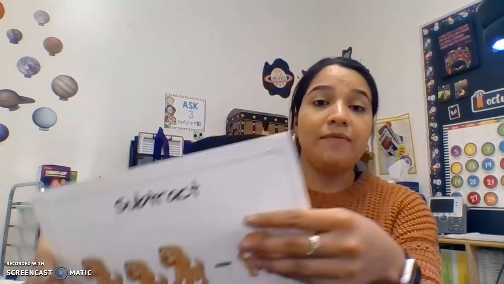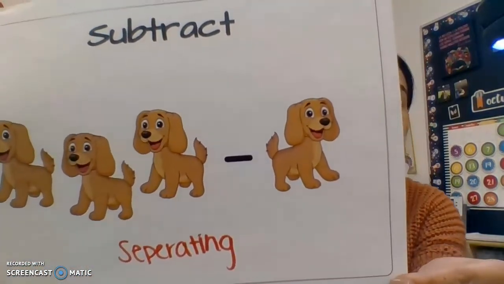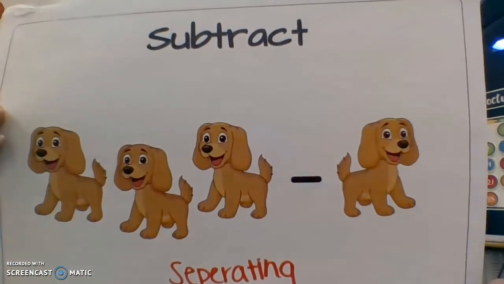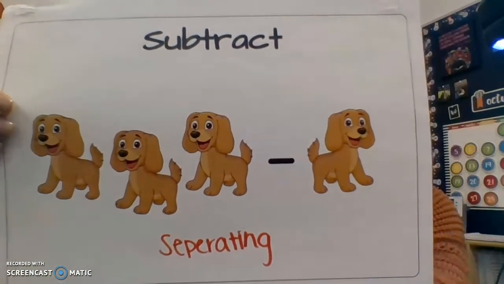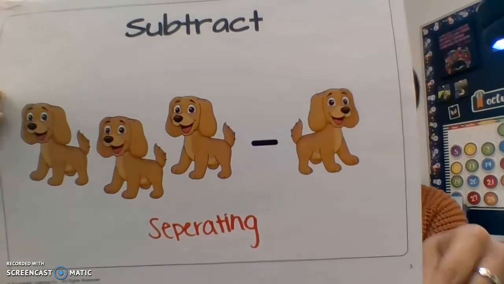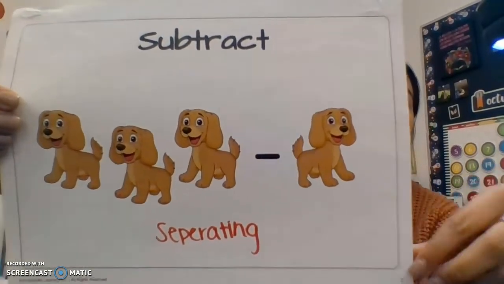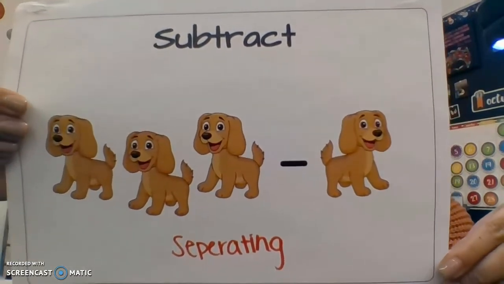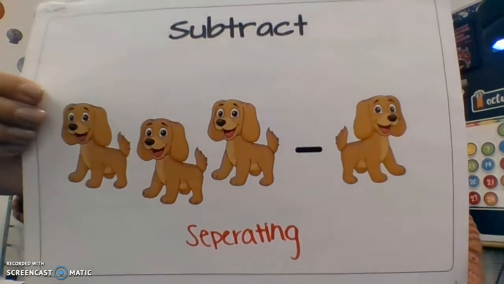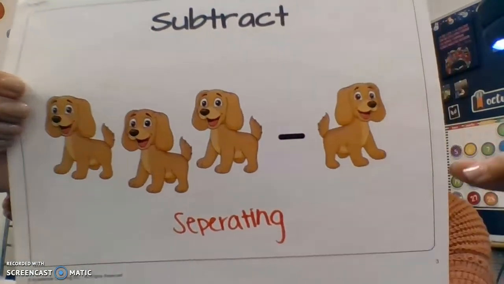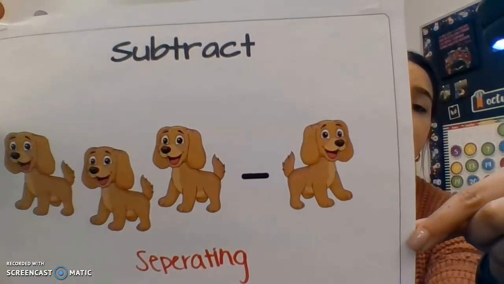Next, we have subtract. When we are subtracting, we are separating. We are taking something away. So right here we have 3 dogs and we take away 1 dog. So we are subtracting. When we are subtracting or separating, we use our minus sign, our subtraction symbol.